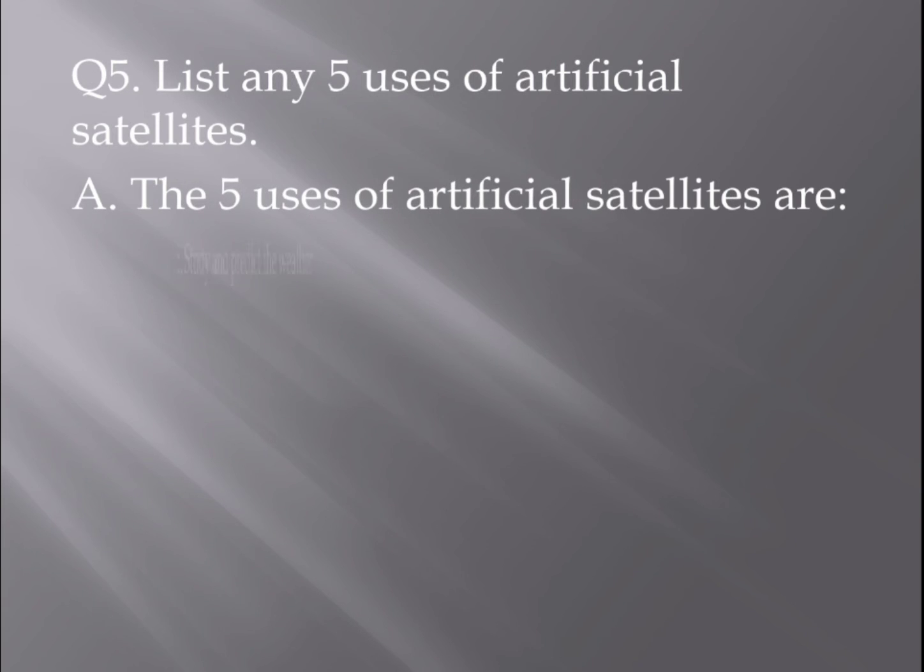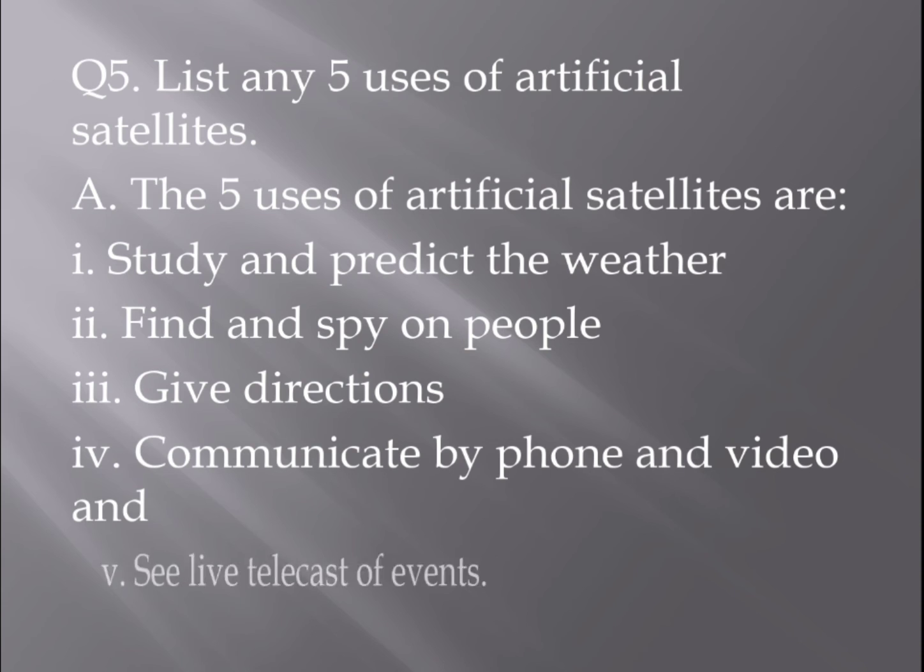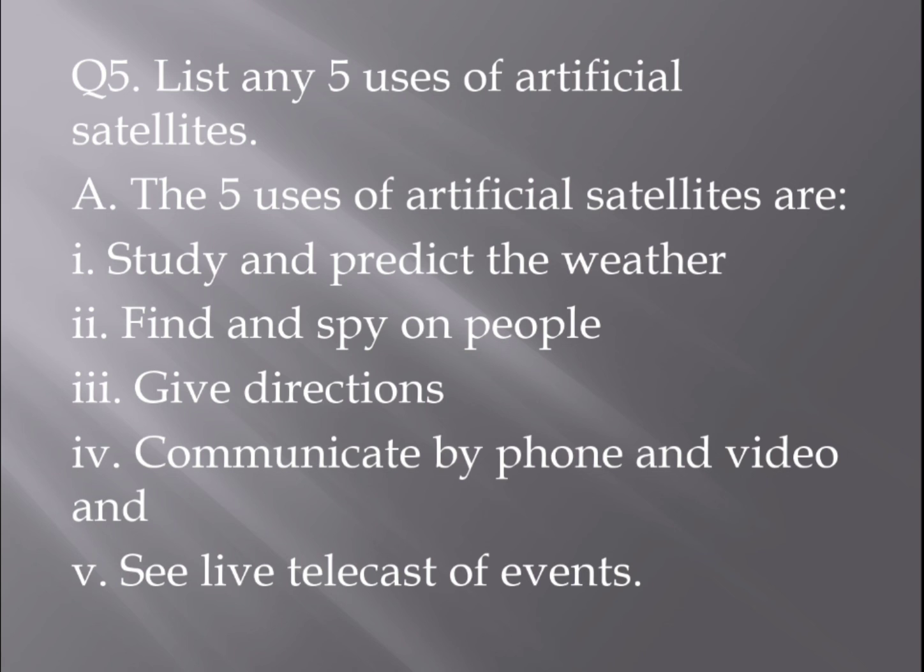Coming to your next question, write any five uses of artificial satellites: to study and predict the weather, find a person, give directions, communicate by phone, see live telecast, make maps, study changes on earth, or predict natural disasters, natural calamities. You have to write any five of these. Okay, so write these two answers in your classwork and please learn it, children.